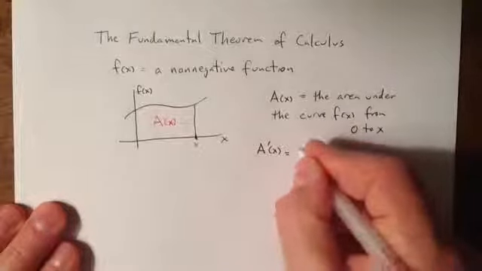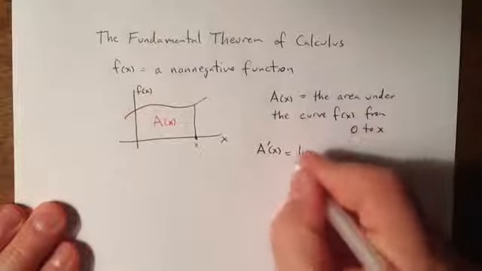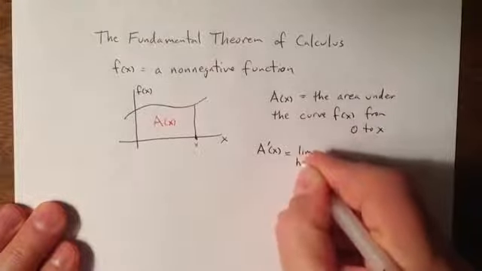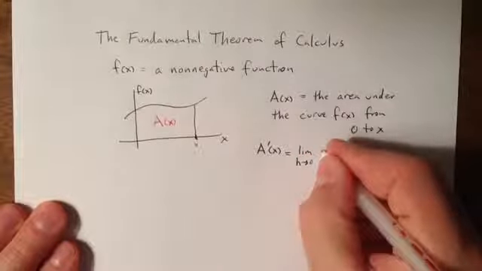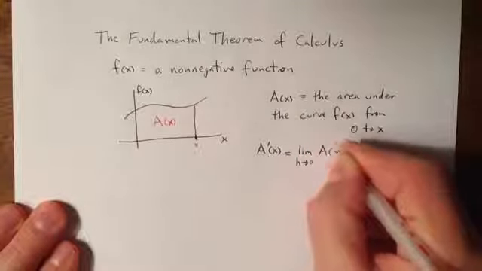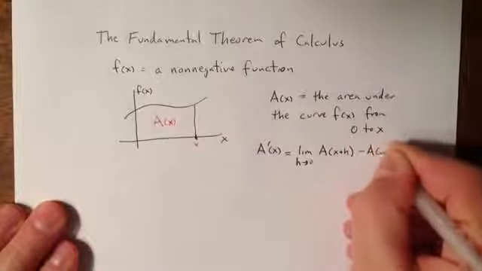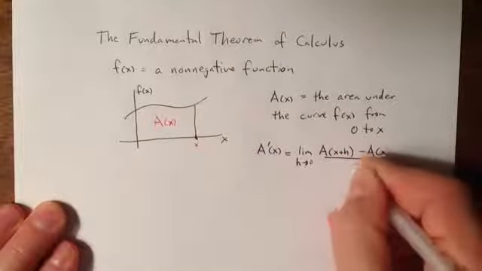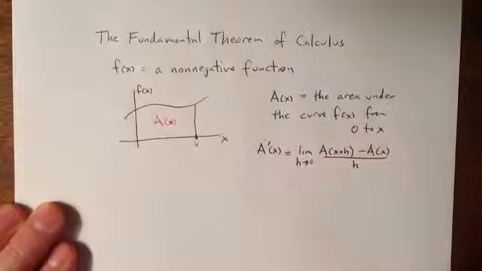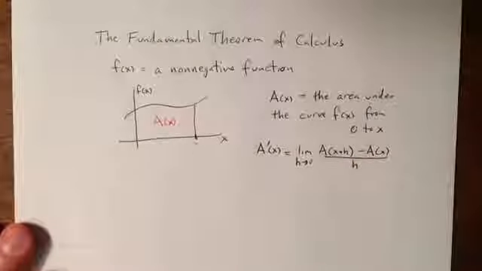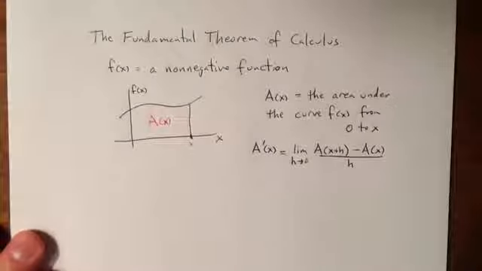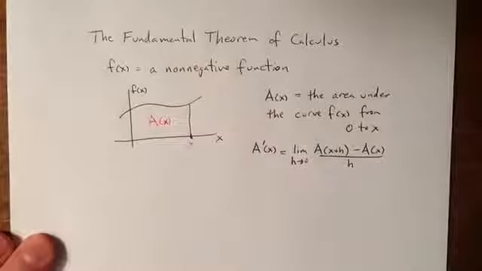Well, let's go back to the limit definition of the derivative, the limit as h goes to 0 of the difference quotient A of x plus h minus A of x divided by h. It gives us a definition for the derivative of that area function, and it will describe how quickly the area function is changing.